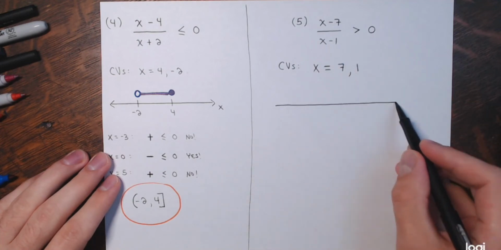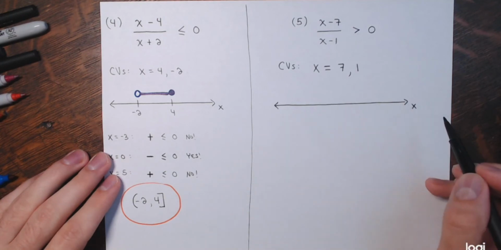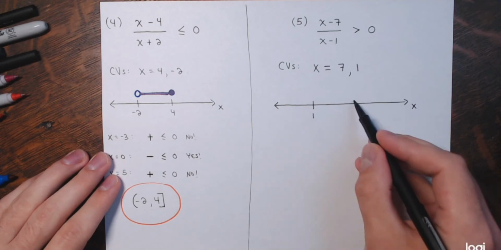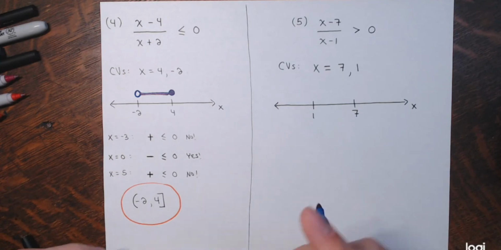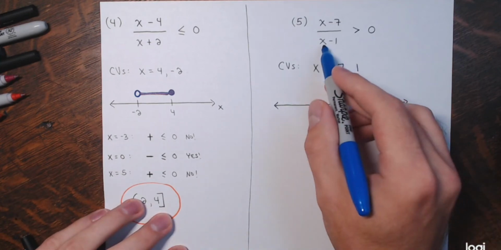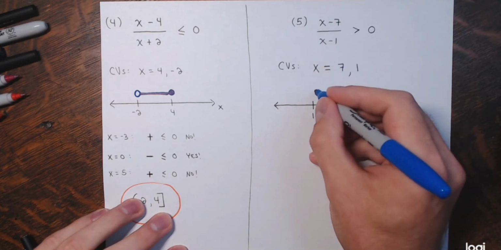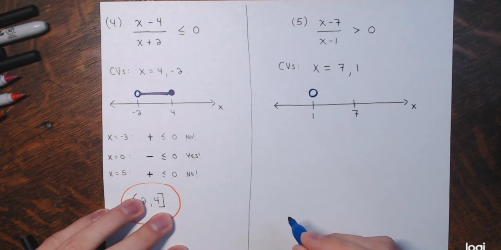And here's a number line, possible values of x. I mark off these critical values right now. 1 would be to the left of 7. And then I see if they're solutions or not. Right now, when I plug in 1, the denominator is 0. That's bad, right? So 1 can't be a solution. So an open point there above 1.